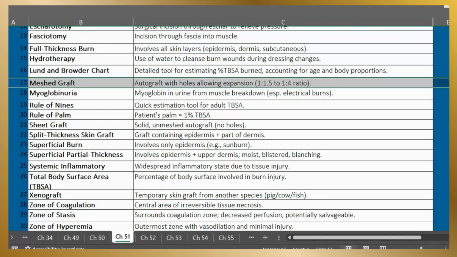Meshed graft, autograft with holes allowing expansion. So it's like a 1 to 1.5 to 1 to 4 ratio. So it covers large areas. It's less cosmetic, but maximizes limited donor tissue.